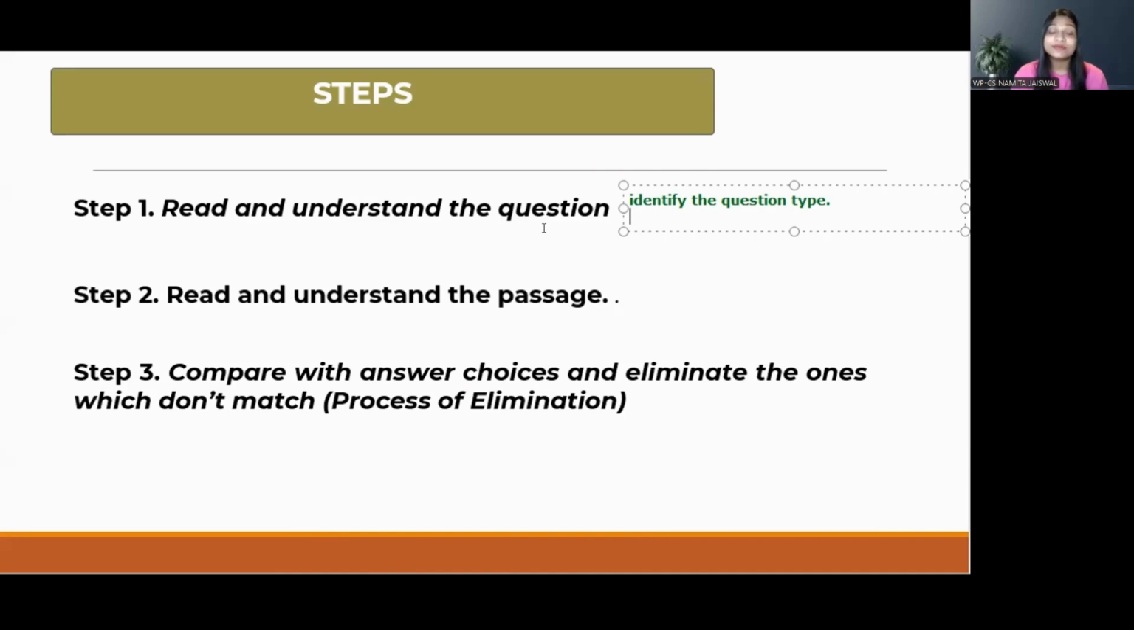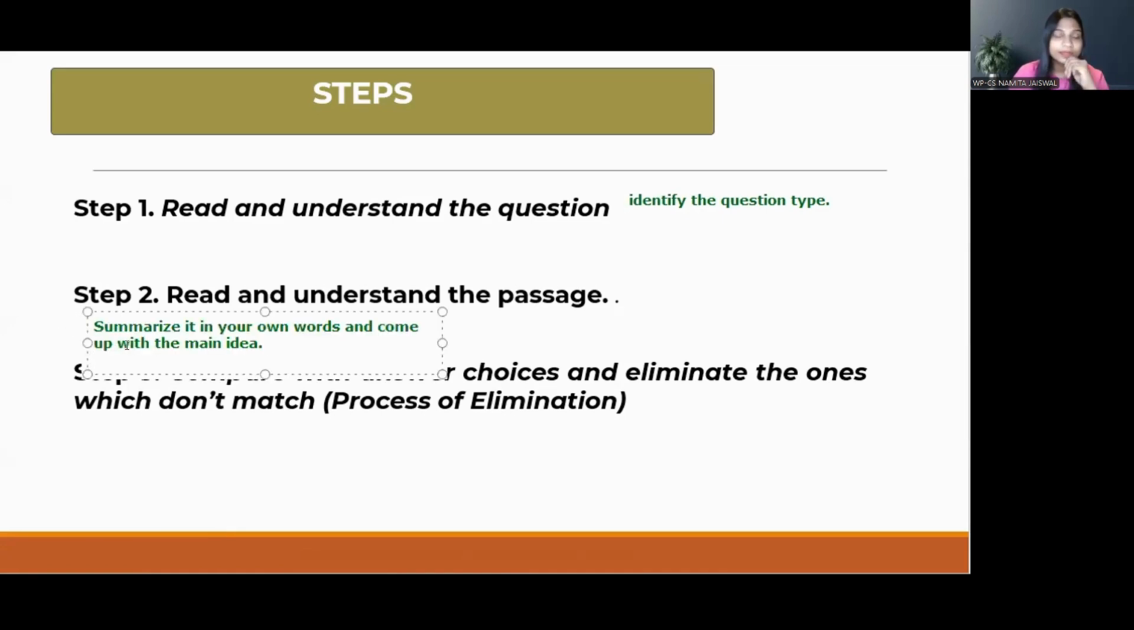Now, the next step here is read and understand the passage. That is very important, right? The third step here is to use process of elimination. It's a tool which you can use to eliminate the wrong answers to get the right one. I hope I'm clear here. So, read and understand the question type, read the passage and summarize it, and then use the process of elimination tool. These are a few things which you have to keep in mind when you're solving this kind of question.